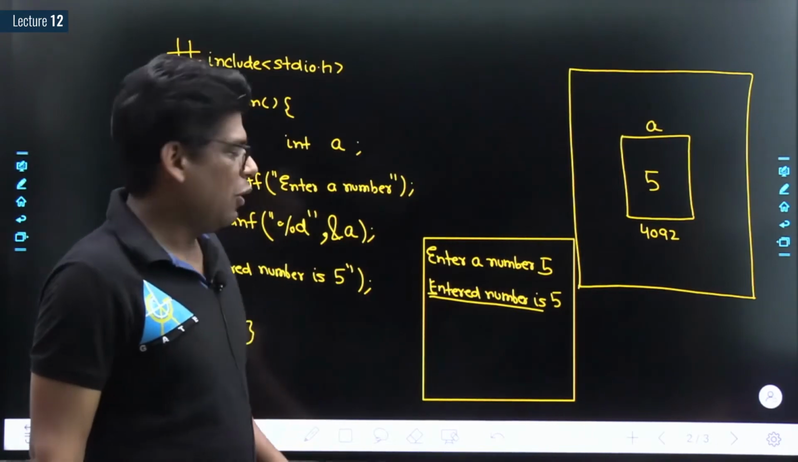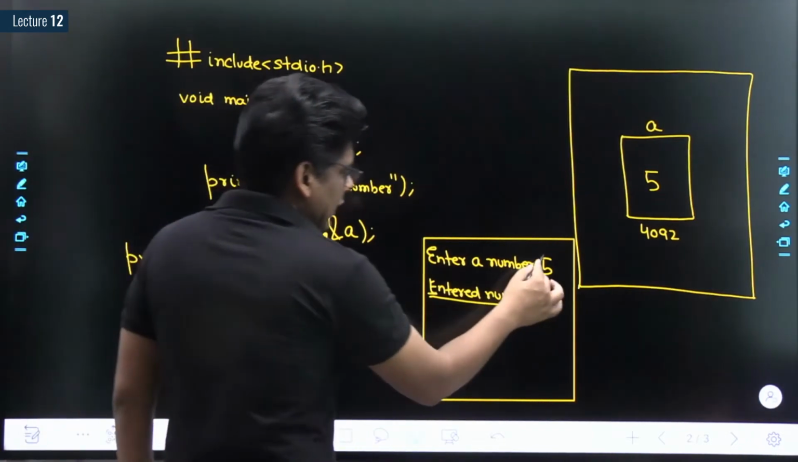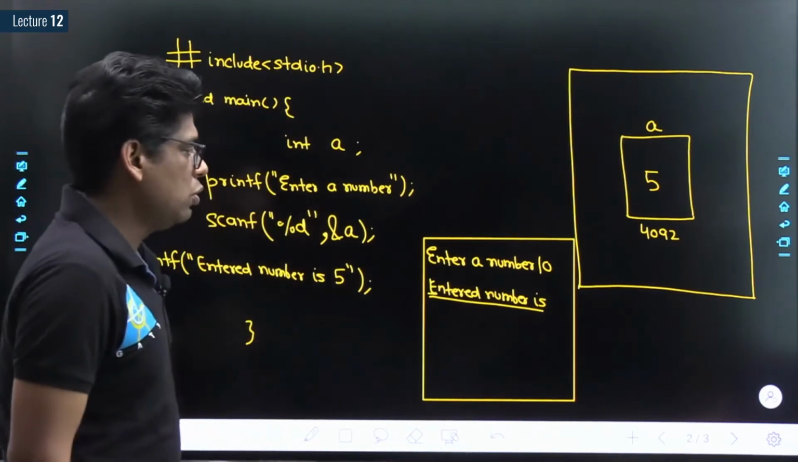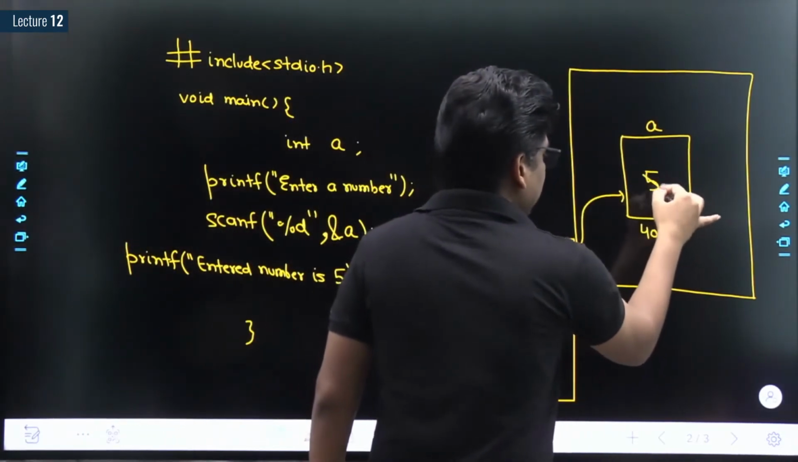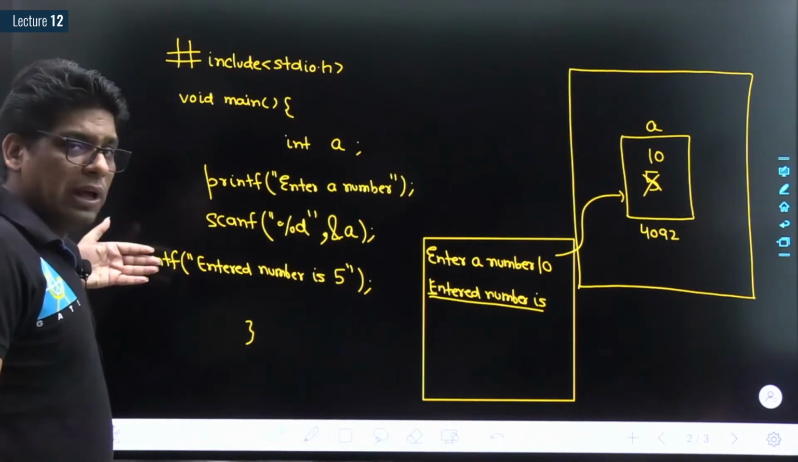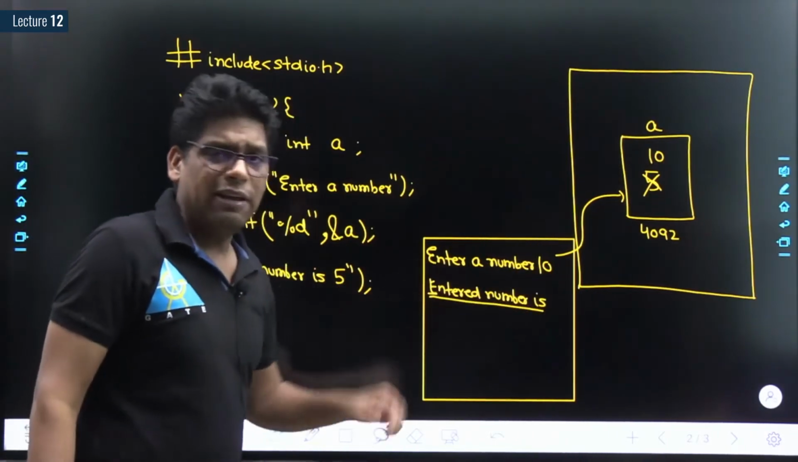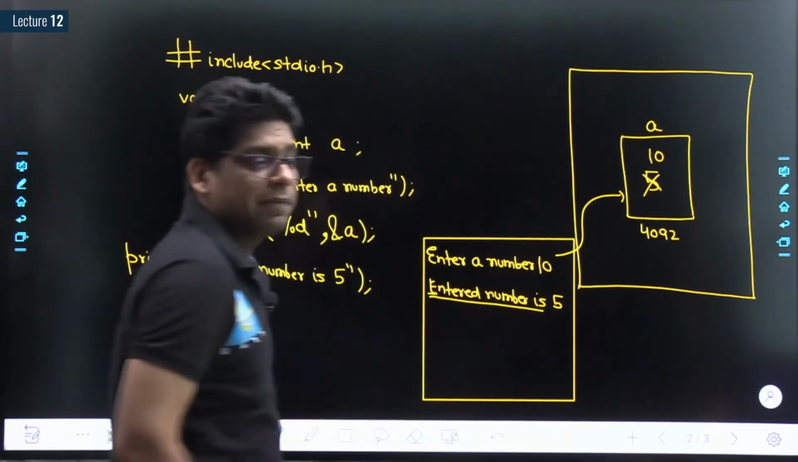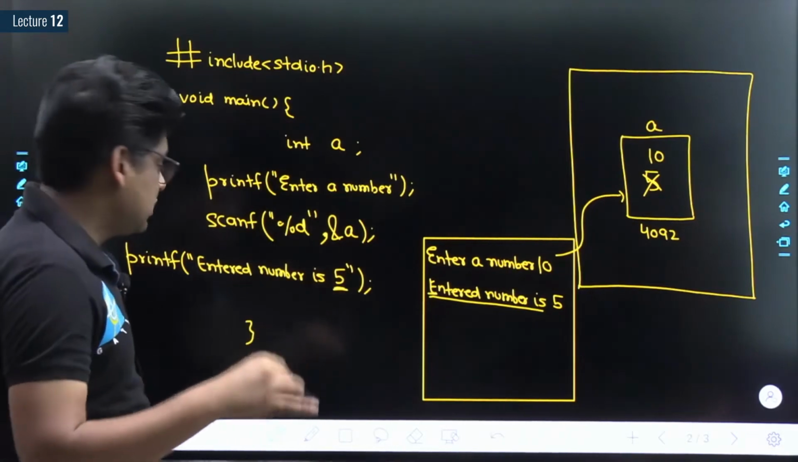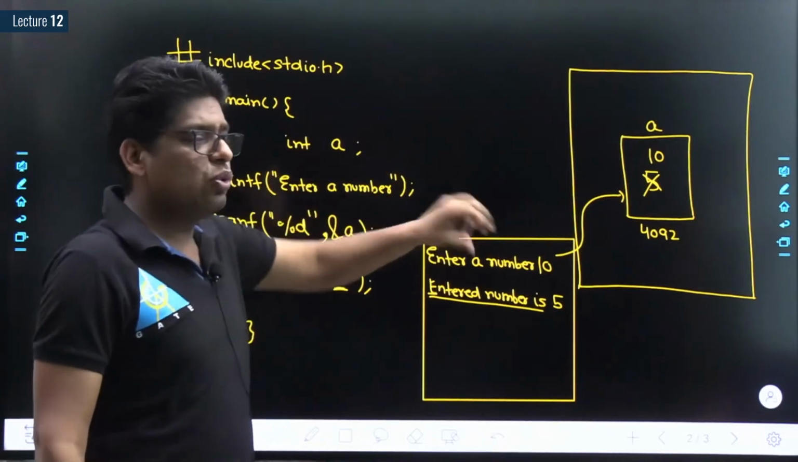No. Because if you write the code like this, and let us suppose the user entered 10, then what is the output of the code? The user entered 10, even the stored value is 10, but because what you have written inside printf is entered number is 5, the output is: Entered number is 5. Please try to understand. Is this 5 always constant, no matter how many times you run this program?